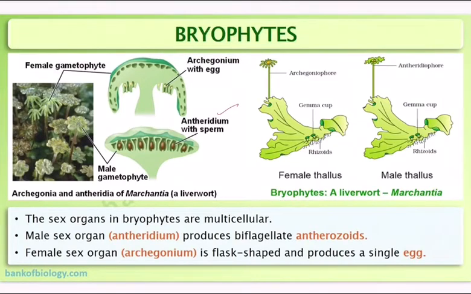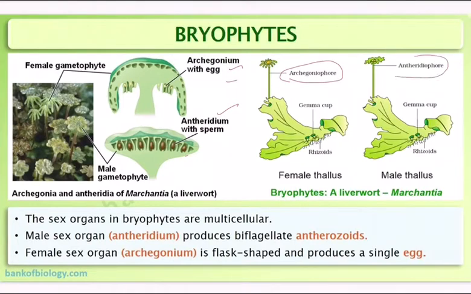The male sex organ is called antheridium. Look at that. The male sex organ is antheridium, and it produces biflagellate antherozoids. You can see the flagella and antherozoids. The female sex organ is archegonium, flask-shaped, and it produces a single egg. You can see in Marchantia archegonia as well as antheridia.